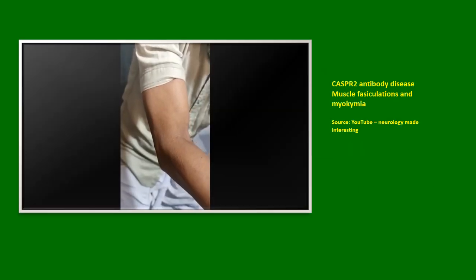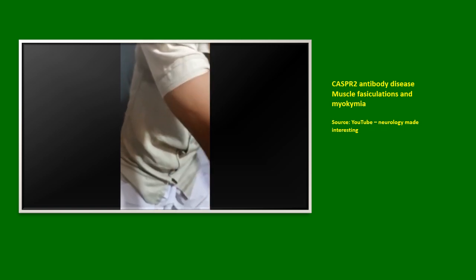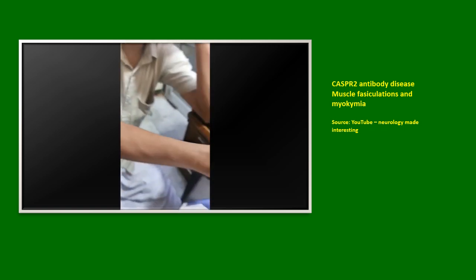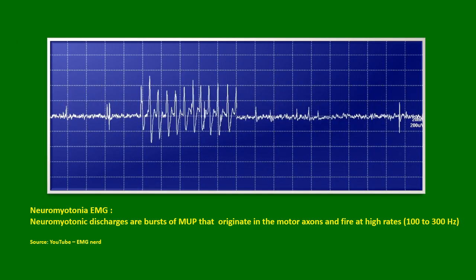This video shows a patient with Caspr2 antibody disease having muscle fasciculations and myokymia. This video shows spontaneous neuromyotonic discharges.